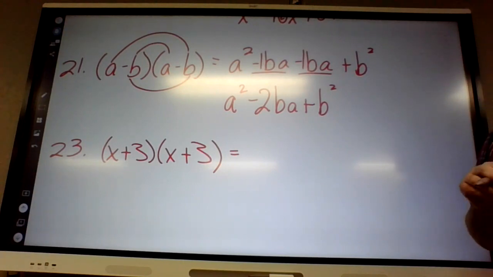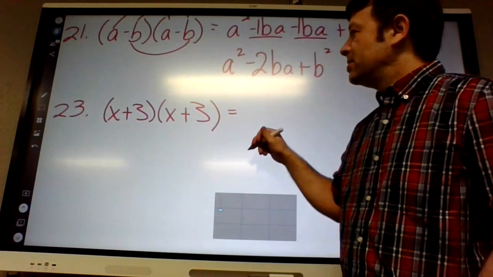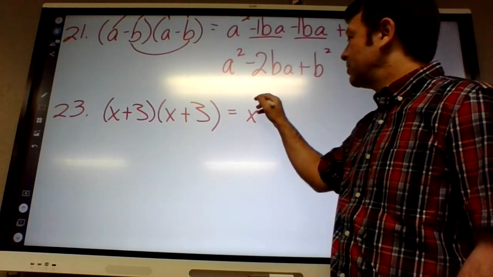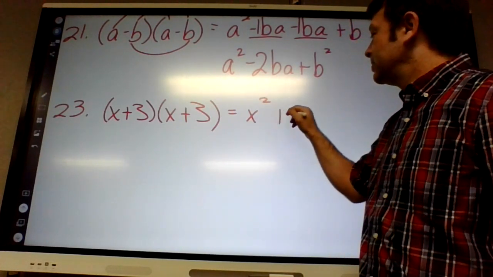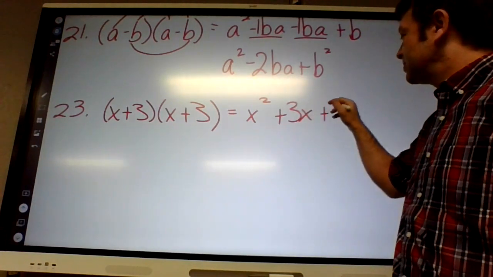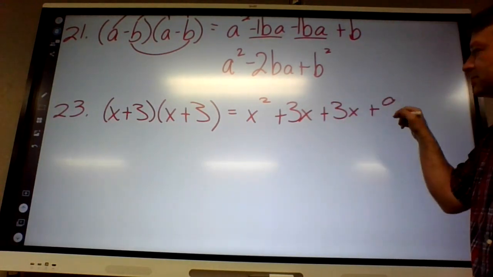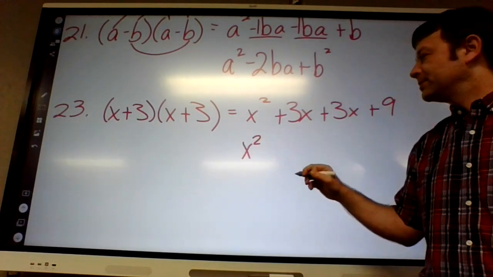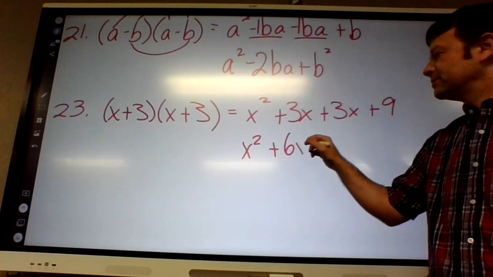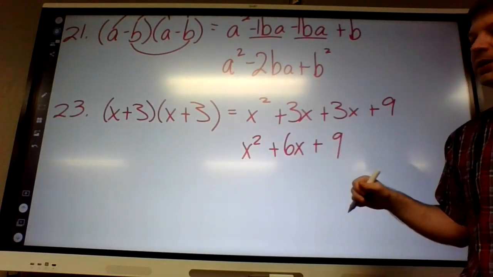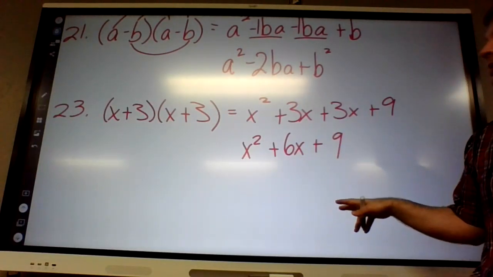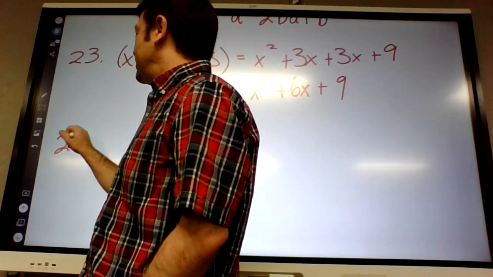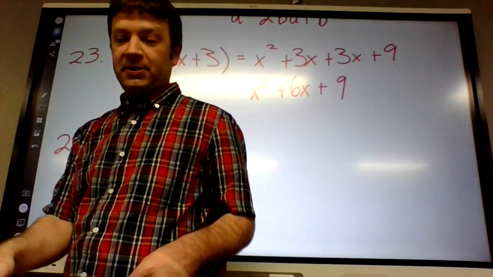Let's see. Ciara, what would first be? X squared. What would outside be? Plus 3x. Inside? Plus 3x. Okay, hush. And then what would the final answer be? X squared plus 6x plus 5. All right. They kind of get easier, don't they? Once you start getting the pattern, they do start getting easier and easier.